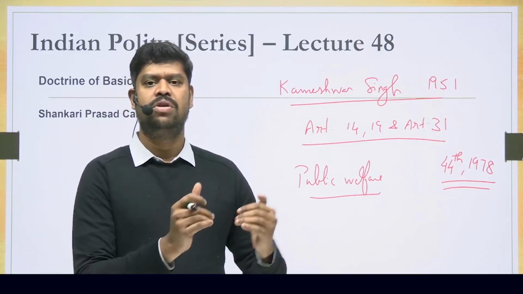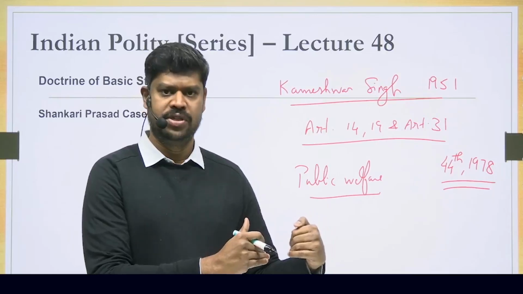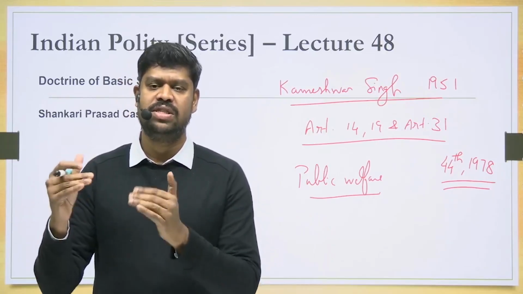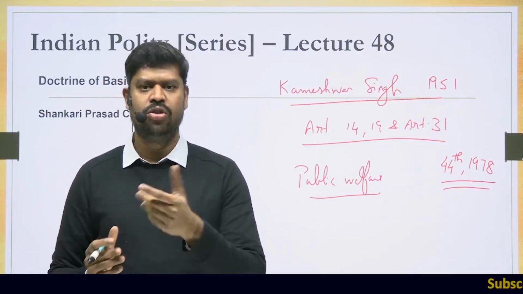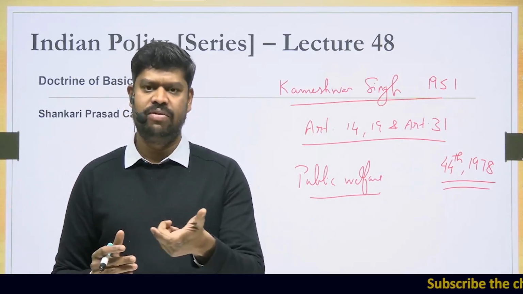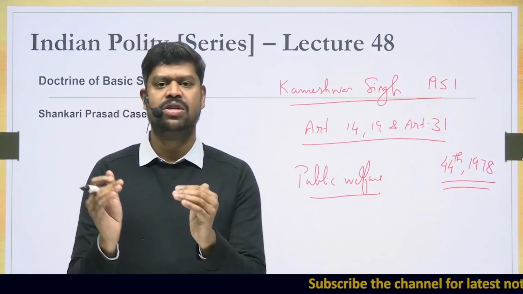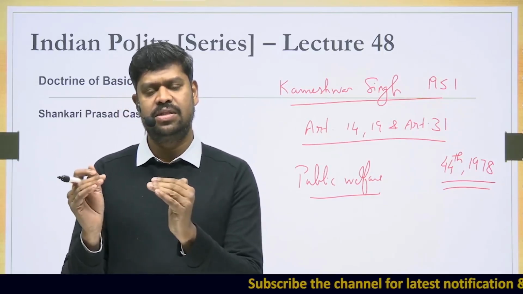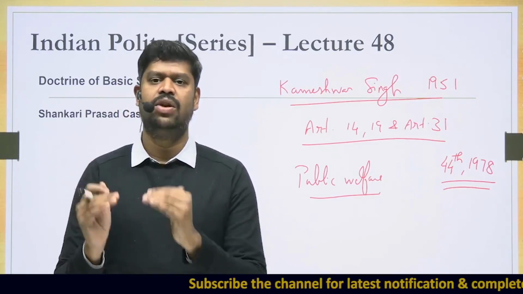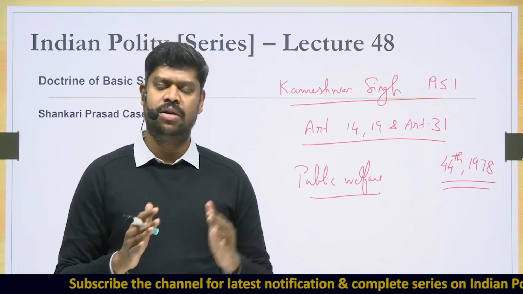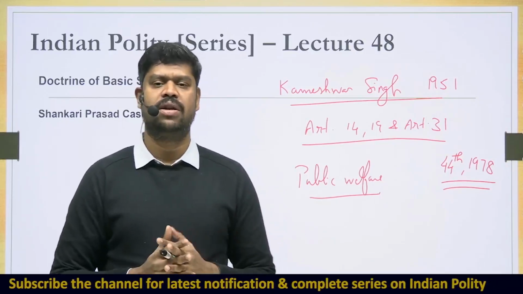Article 14 because there was no equality in terms of compensation. Article 19 and Article 31 because the compensation was not just and fair. Although it was in public welfare and although it was by way of a law, just because the compensation is not just and fair, this action of the state is violative of the fundamental rights. So the court was convinced that it is in violation of the fundamental rights.